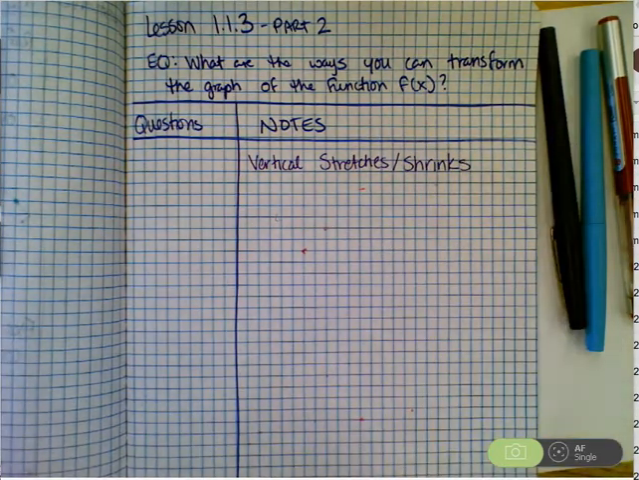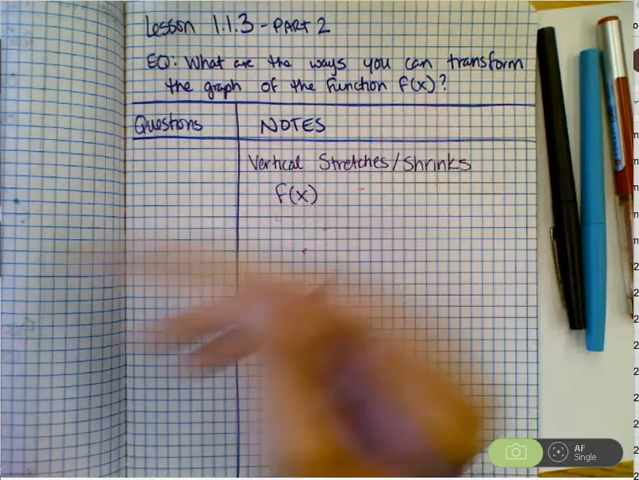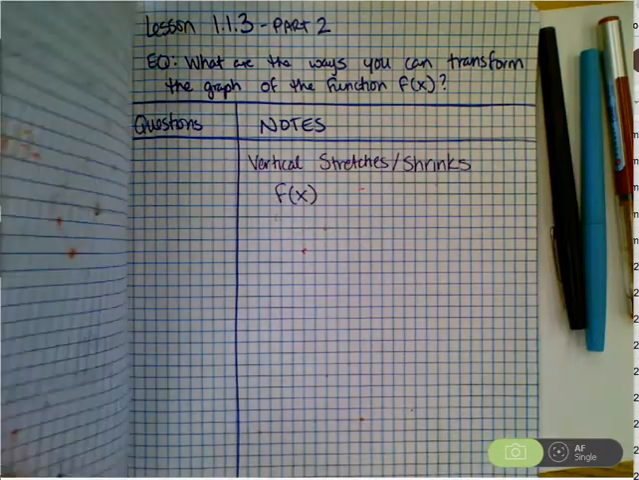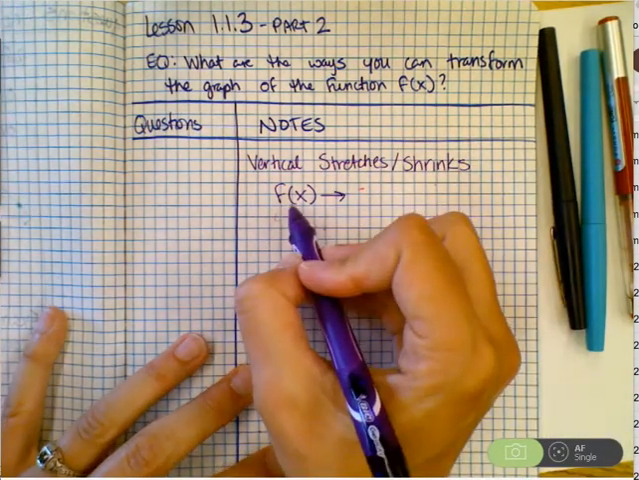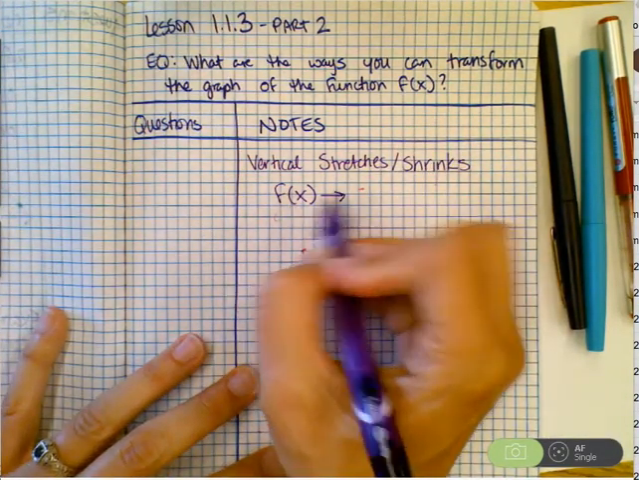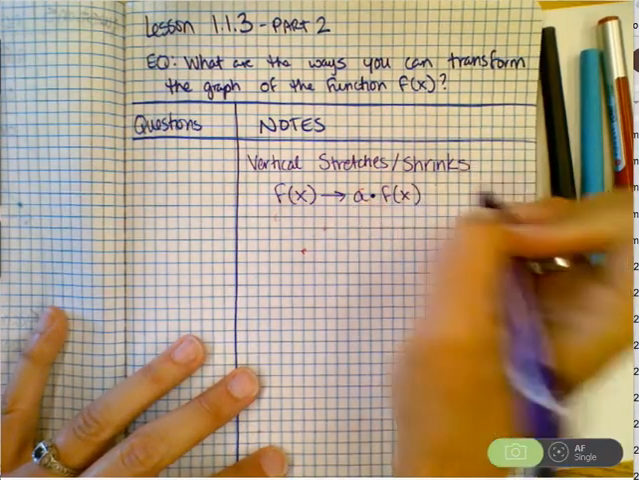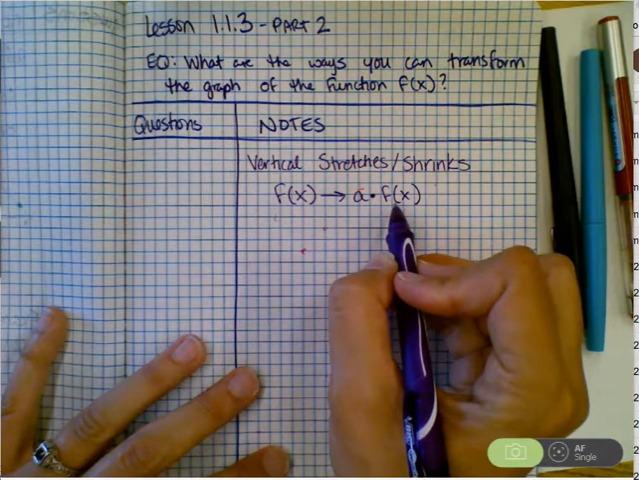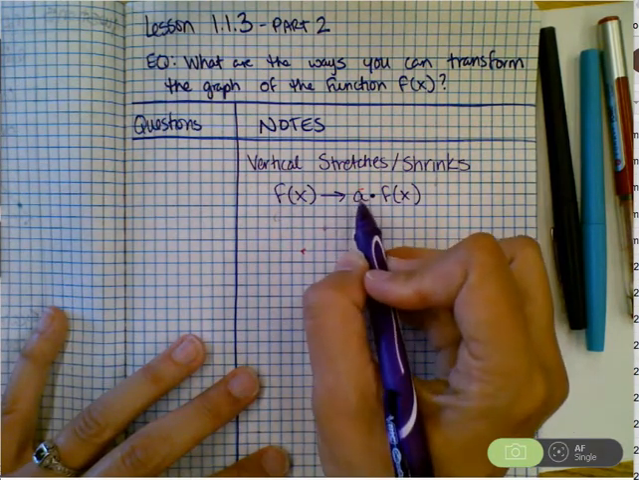So what we'll have is, again, we'll start with some function f of x. And let me just remind myself how I did the notation for this last time. Yeah, so we'll use an arrow again. So instead of seeing f of x, we'll see a times f of x. So we'll see some number times f of x. And that's going to mean that we're going to vertically stretch the function by a.